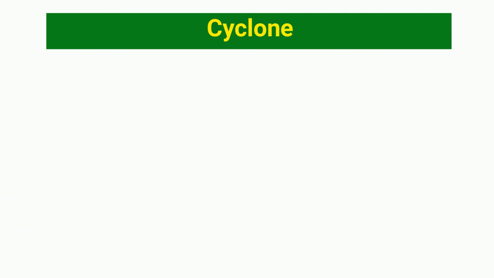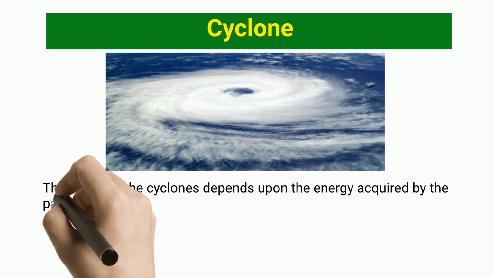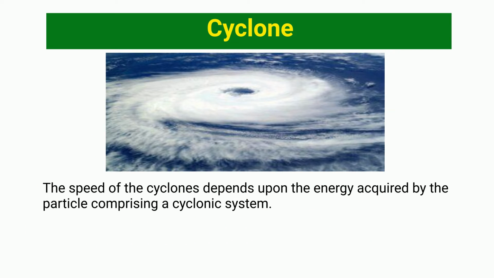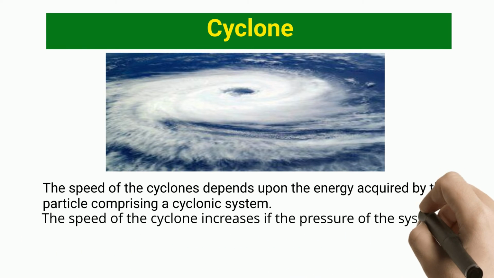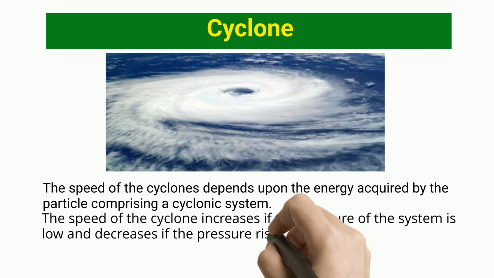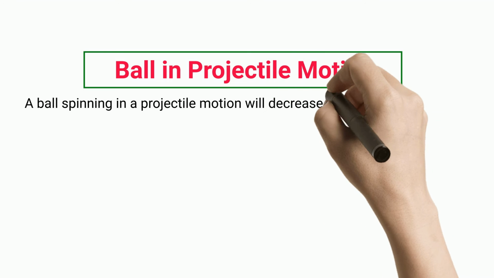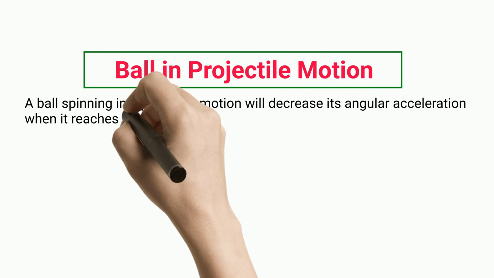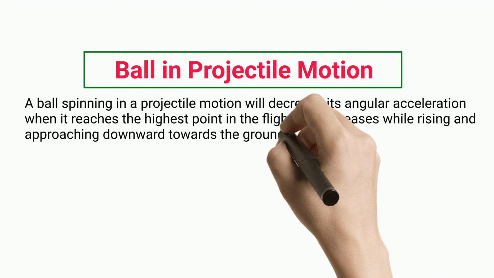Cyclone. The speed of the cyclones depends upon the energy acquired by the particles comprising a cyclonic system. The speed of the cyclone increases if the pressure of the system is low and decreases if the pressure rises. Ball in projectile motion. A ball spinning in a projectile motion will decrease its angular acceleration when it reaches the highest point in the flight and increases while rising and approaching downward towards the ground.